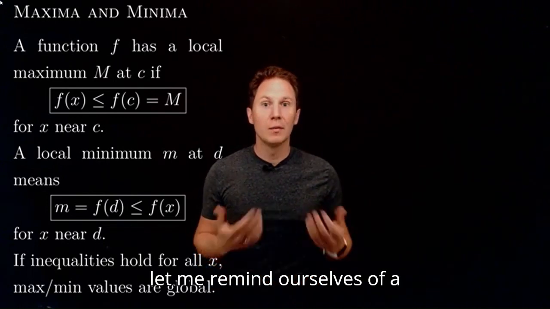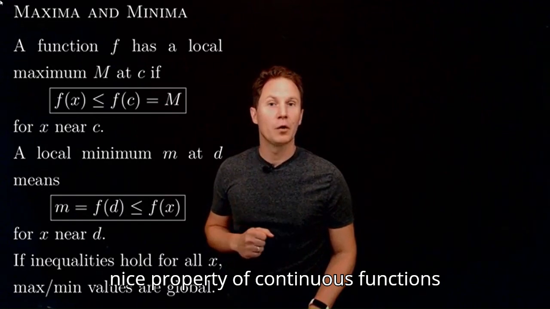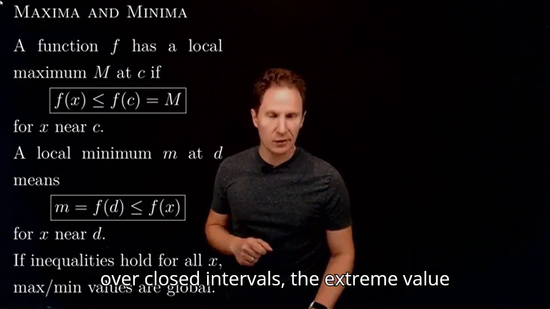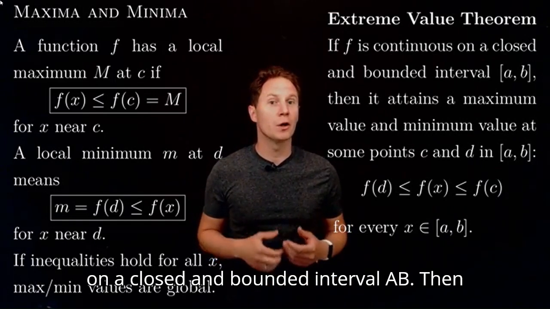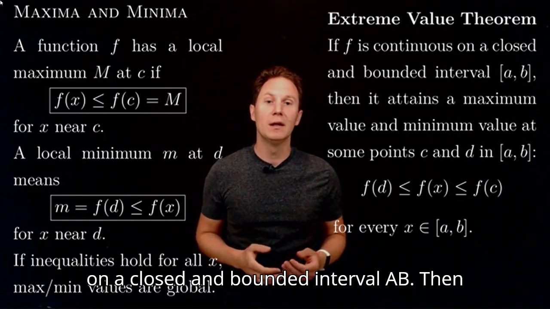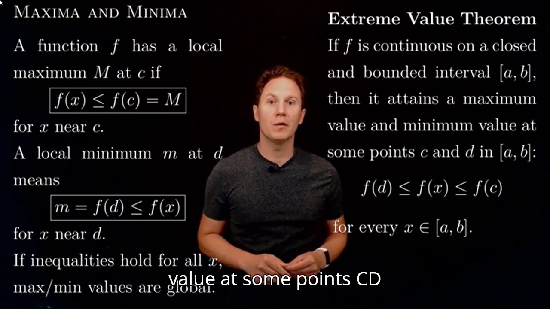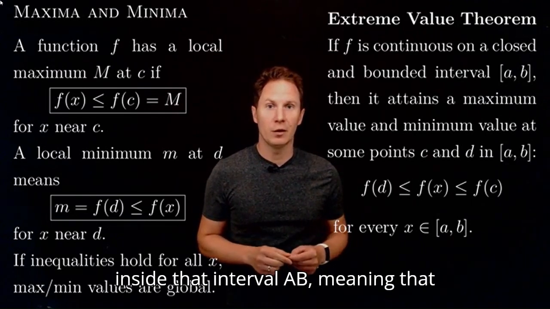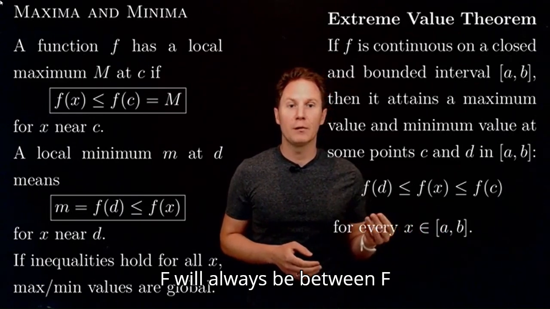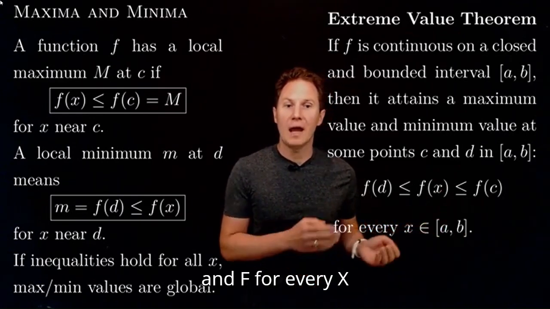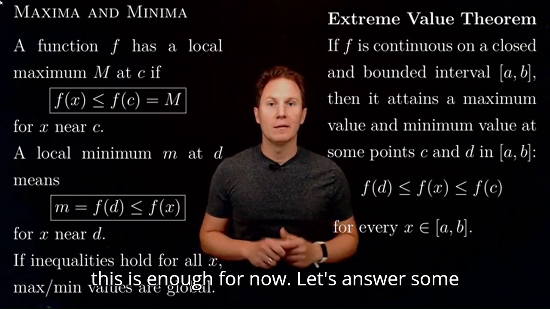Now, let me remind ourselves of a nice property of continuous functions over closed intervals, the extreme value theorem, that says that if f is continuous on a closed and bounded interval [a, b], then it attains a maximum value and a minimum value at some points c, d inside that interval, meaning that f of x will always be between f of d and f of c for every x taken from the closed interval [a, b]. Now, this is enough for now.